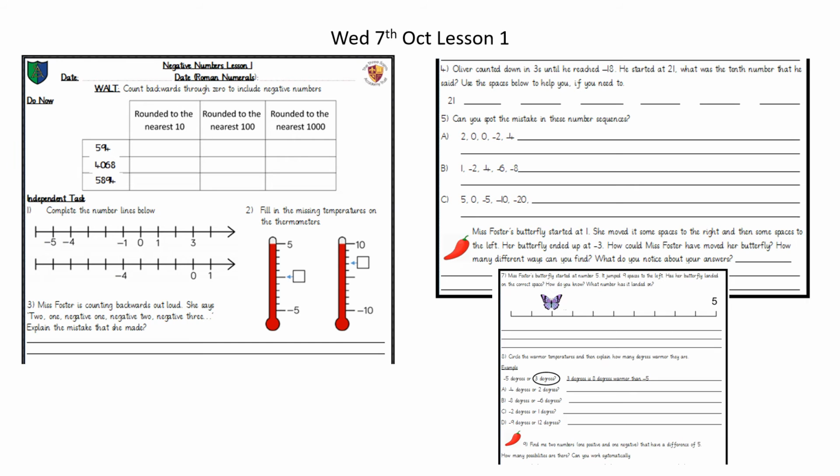Questions 4 and 5 are about sequences with negative numbers. Can you spot any mistakes in those sequences? Can you continue my sequences? And then question 7 involves a butterfly on a number line. The butterfly starts at 5. It jumps 9 spaces to the left. Has her butterfly landed on the correct space? Explain. There are further examples there. I know you'll be super at negative numbers. Good luck!